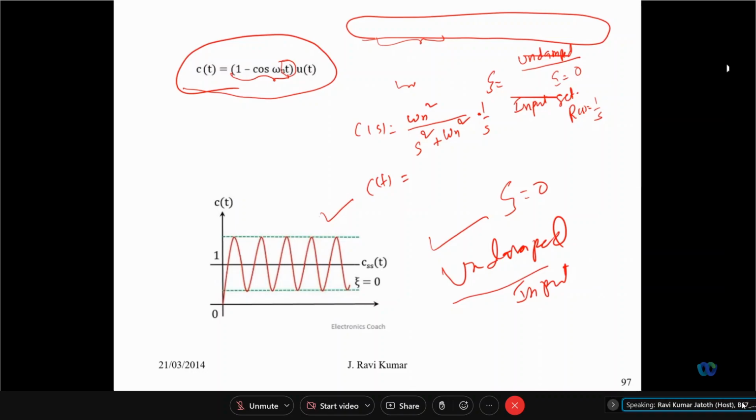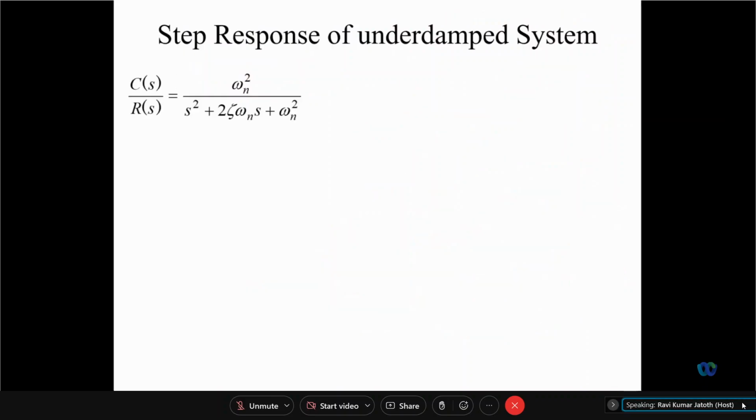Yes, sir. Okay. So when the system is undamped, means when zeta is equal to 0, the system will always oscillate with its undamped natural frequency, is what the conclusion is. So this is the undamped case. Now we consider the underdamped case. When we consider the underdamped case, zeta lies between 0 and 1, no?